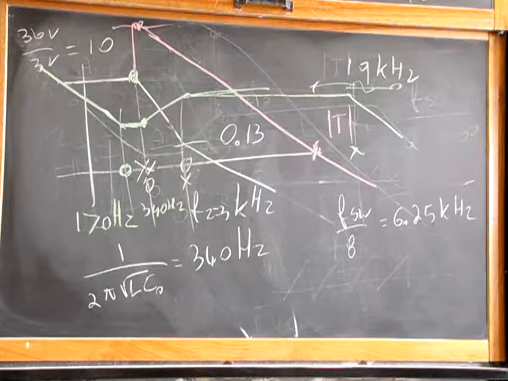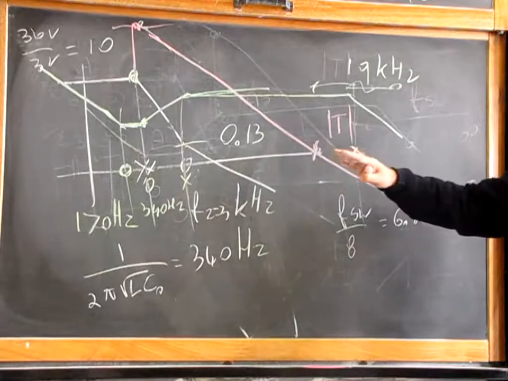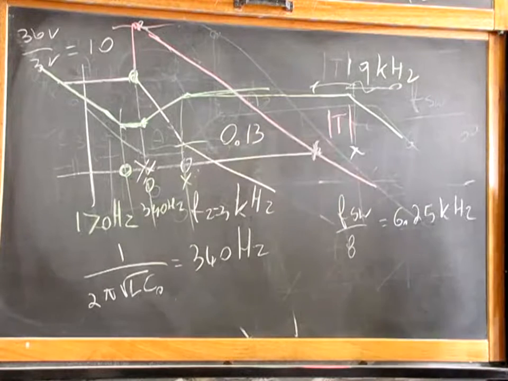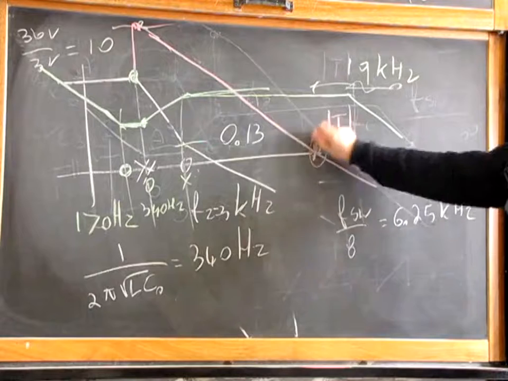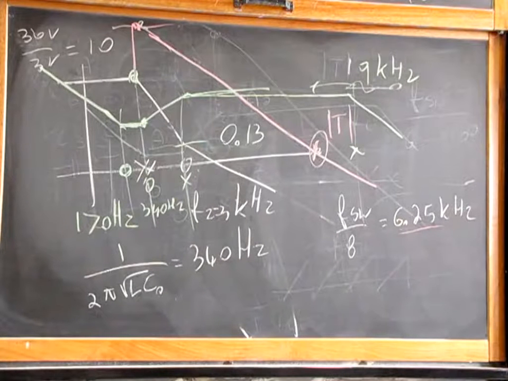We have the high frequency. We can find it because we have the high frequency, low frequency, we have low gain, we need the high gain, and this is a slope that is 20 dB per decade. So, my high frequency is 6.25 kilohertz.